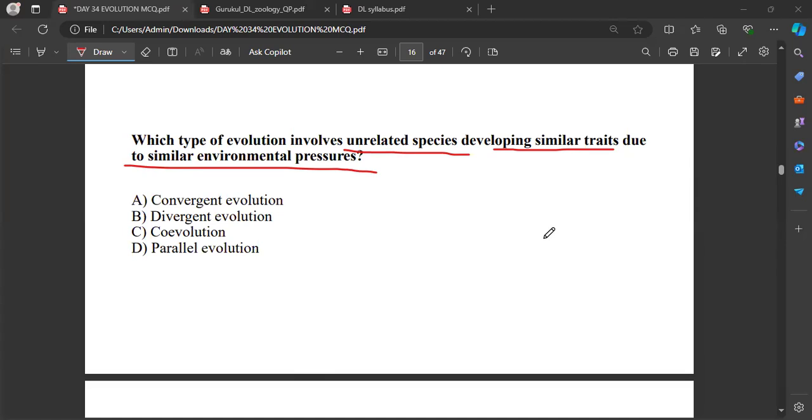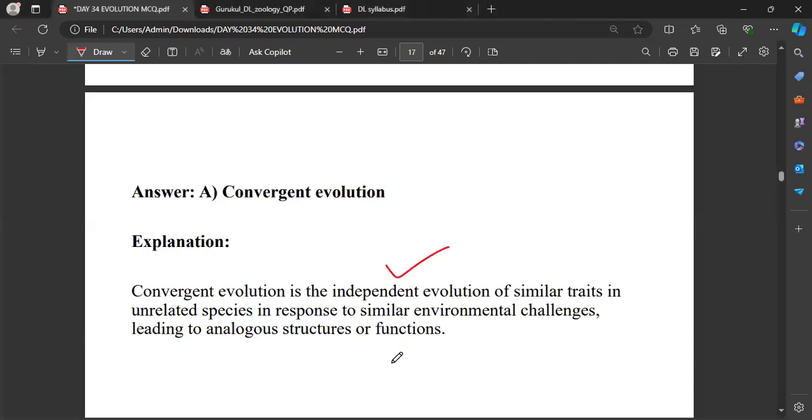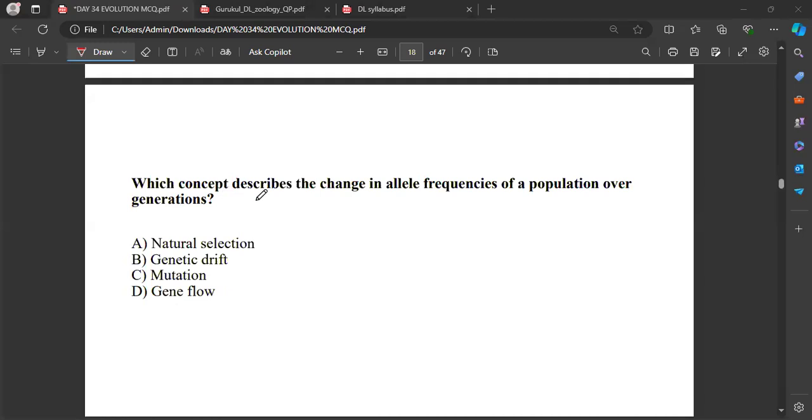I hope everybody is clear with the difference between convergent evolution and divergent evolution, right? So this answer will be convergent evolution. Okay, good. Which concept describes the change in allele frequencies of a population over the generations? They keep stressing the change in allele frequencies in a population. And what is the concept?